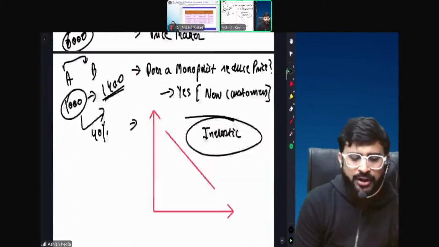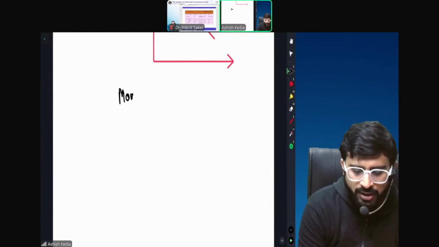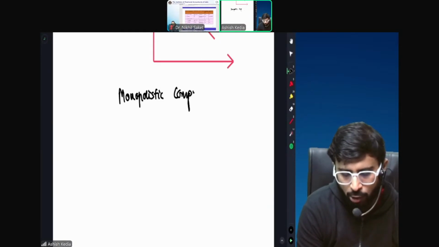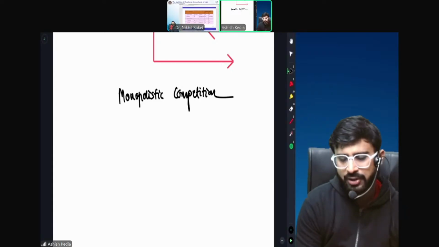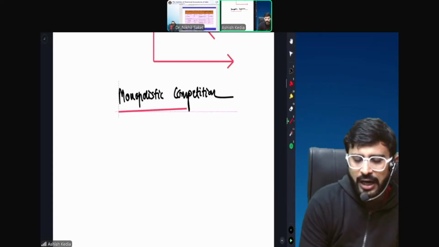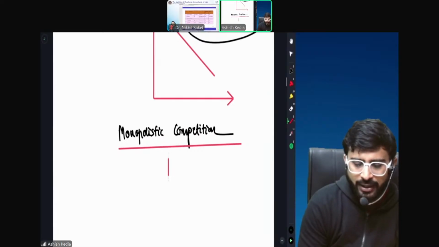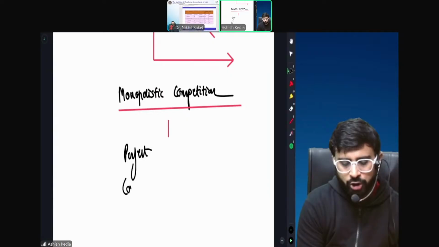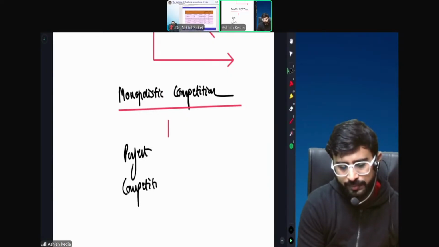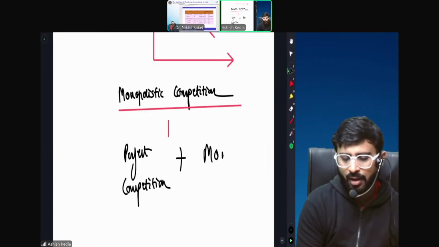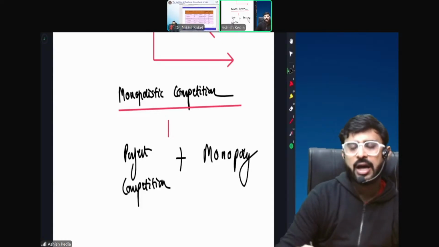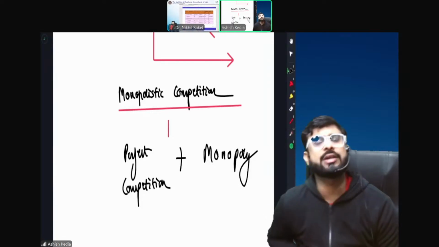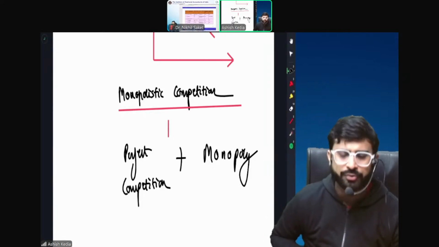Next is monopolistic competition. This is an interesting concept. This is my favorite one. What is monopolistic competition, sir? Monopolistic competition is a kind of blend. It combines features of, if not completely, almost, a perfect competition market and a monopoly market. Sir, how so? Do you know any examples as such? Obviously, I can give you a lot of examples.